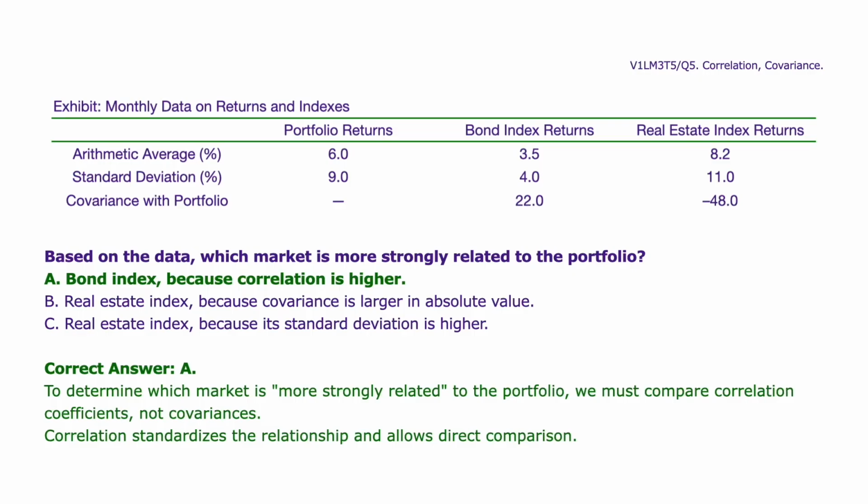Strength of linear relationship between two variables is measured by the absolute value of the correlation coefficient. Covariance alone does not measure strength, because it depends on the scale of the variables. Correlation removes scale by dividing covariance by the product of the two standard deviations.